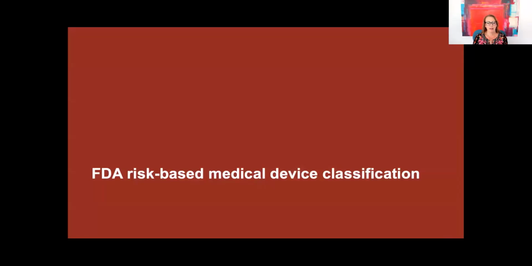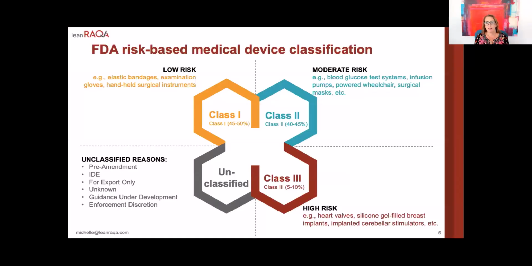So let's talk about the FDA risk-based medical device classification. And stop me at any point if you have questions, and we'll talk about those interactively as we go. So the FDA risk-based medical device classification is broken into three primary classifications with one kind of ancillary set of products. So it's in general class 1, 2, and 3.